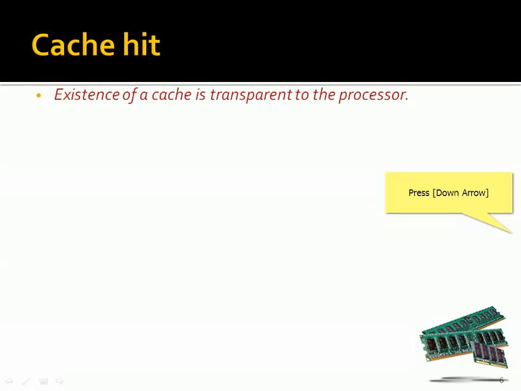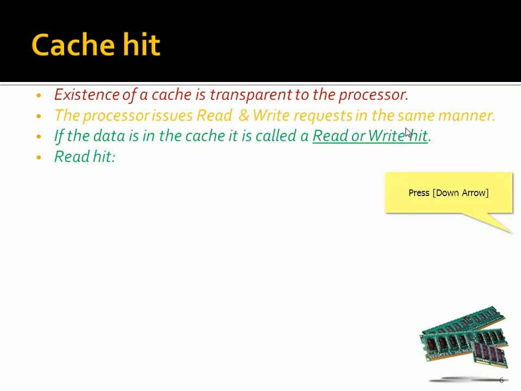So that is a cache hit, as we have heard. The existence of the cache is transparent to the processor. The cache is just like an open bag, so whatever is there is known to everybody, especially the processor and all other devices. The processor issues read or write requests in the same manner. If the data is available in the cache, it is called a read hit or write hit. For a read hit, the data is obtained from the cache.